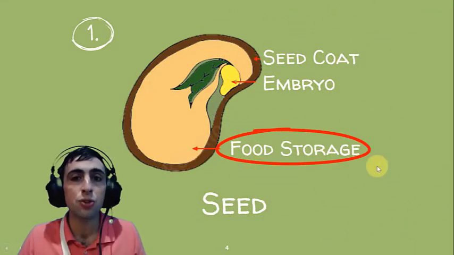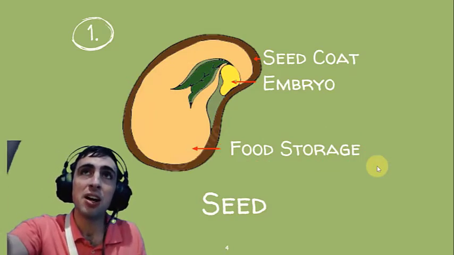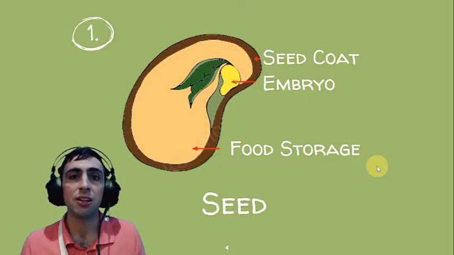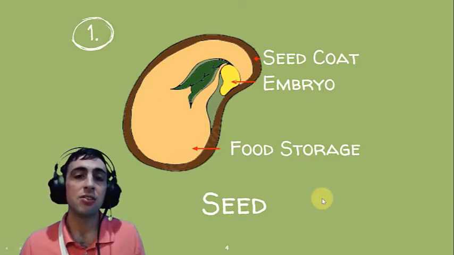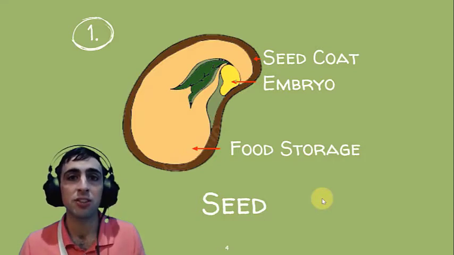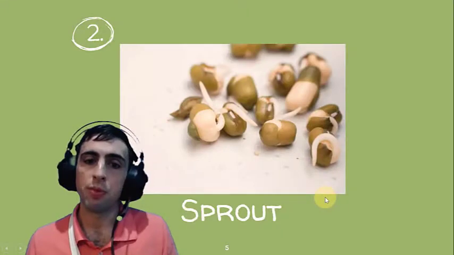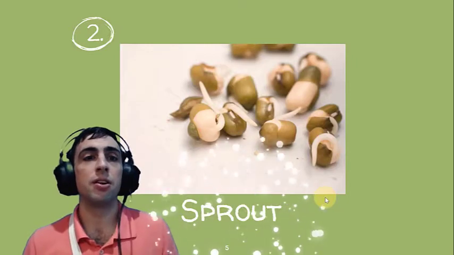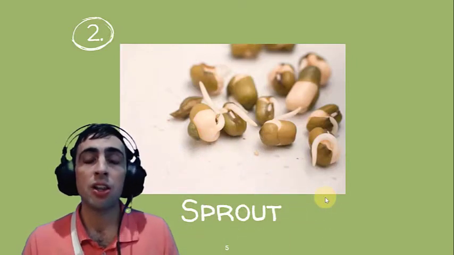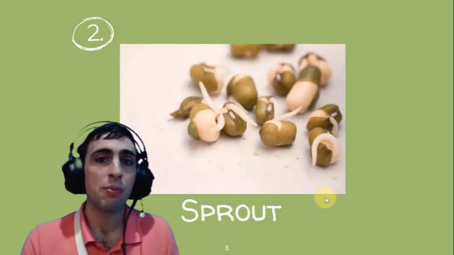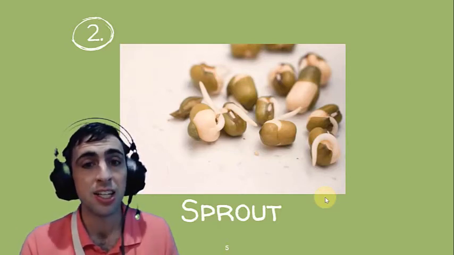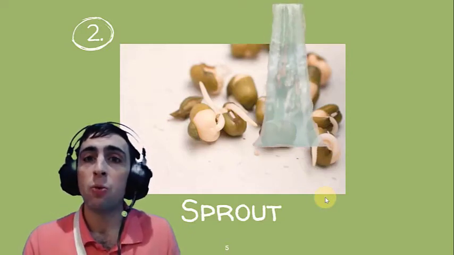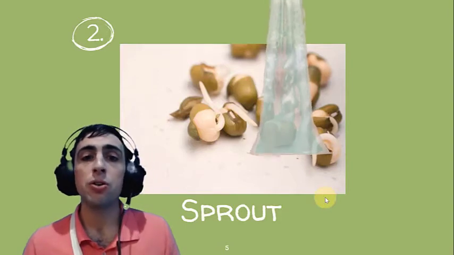It will eat its food storage, and then when it gets big enough, it goes above ground, then it can start using sunlight to make food. This is our first stage of the plant life cycle, the seed. Our second stage of the plant life cycle is the sprout. Now, in class, we saw that all you need to do to make a seed sprout is to add water. If you add water to seeds, they will sprout.